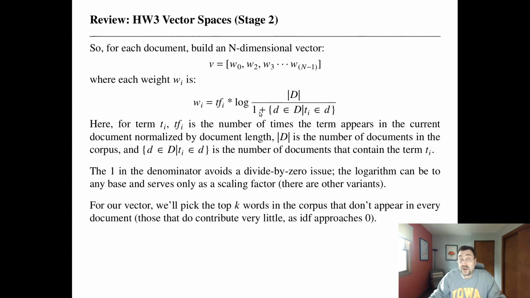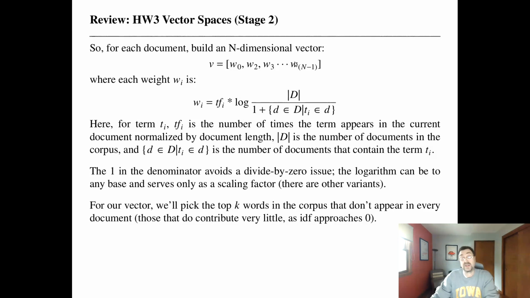Now the 1 plus here and the log factor, all these are sort of normalizing things. The 1 plus ensures that we don't get a divide by zero error. They're just normalizing parameters. And this term frequency inverse document frequency is commonly used in text processing, but there are many variants of the exact formula. So this is the one that was originally proposed by Jerry Salton in the early 70s, and that's the one I've always used, and it works fine.